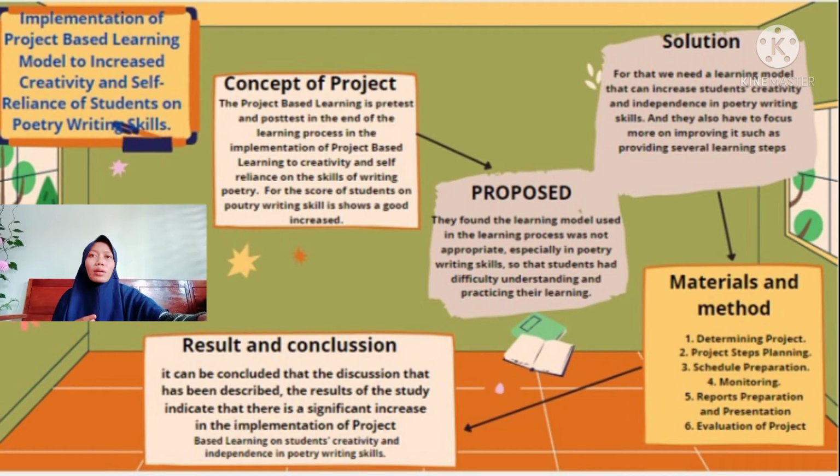And second, project steps planning. The activities in this step contain rules in the implementation of project task selection, and activities that can support the work of the project. Students and teacher collect the materials needed to make the project. The items include folding paper, strap, scissors, pencil, and pens.